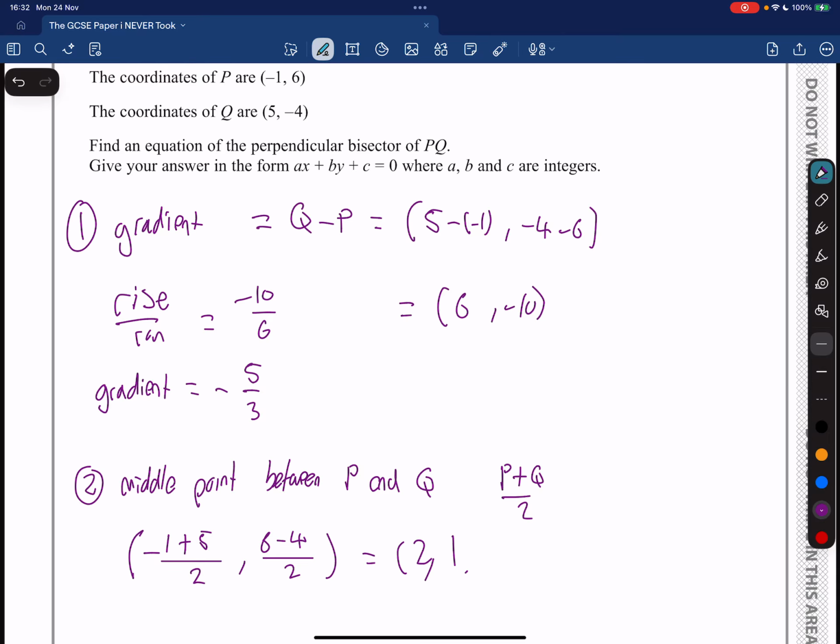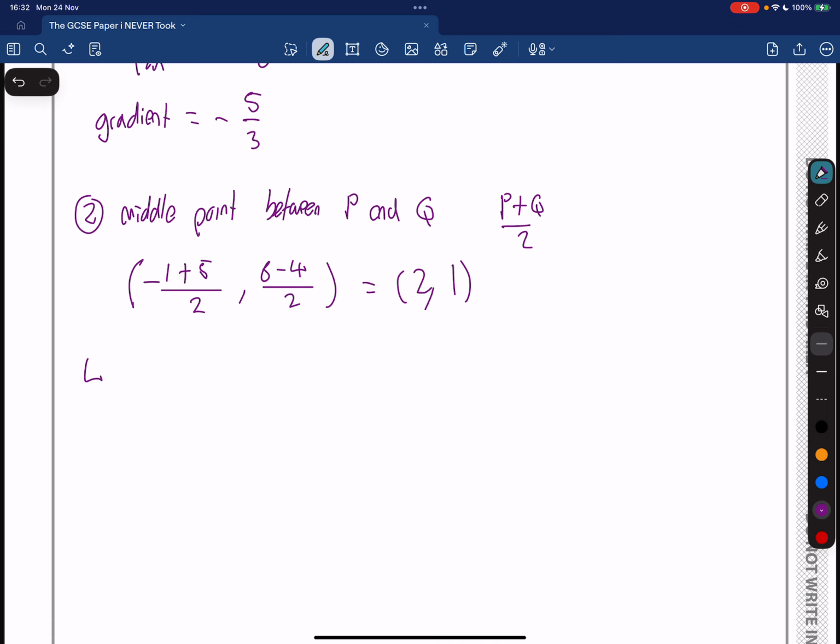And that's 2, 1. From our gradient here, we can then just go perpendicular. We just flip the fraction and change the sign. So how that works is, for the normal line, you flip the fraction, that would be 3 over 5. But then you times it by minus 1, change the sign, plus 3 over 5.